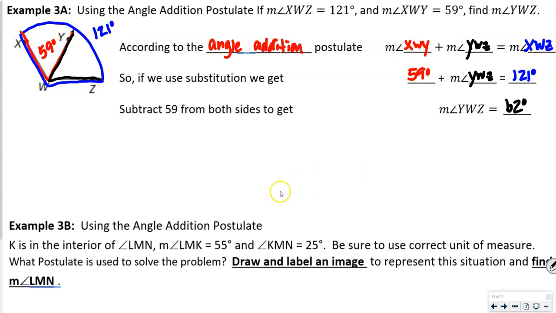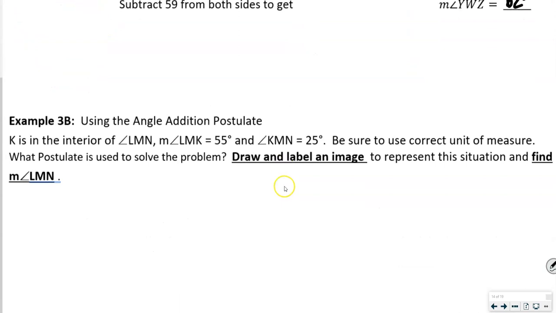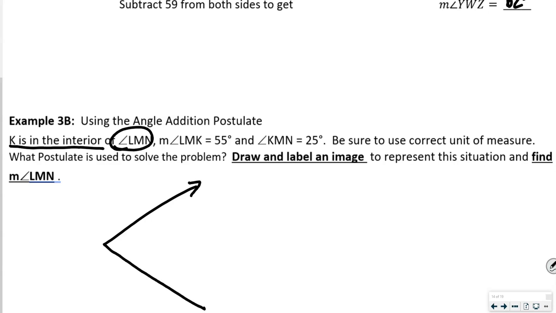So we're going to do another one now. This next one, we're going to draw it, okay? Now, this is really important, too, that you guys slow down and watch me here, okay? It says using the angle addition postulate. It says K is in the interior. That means inside, right? Of angle LMN. So I always draw this angle first, okay? So you guys can use your straight edges to do this, and I would suggest you do so. And it doesn't matter what this angle really looks like because we're using it just to represent what we know, okay? And that doesn't mean it has to be accurate.